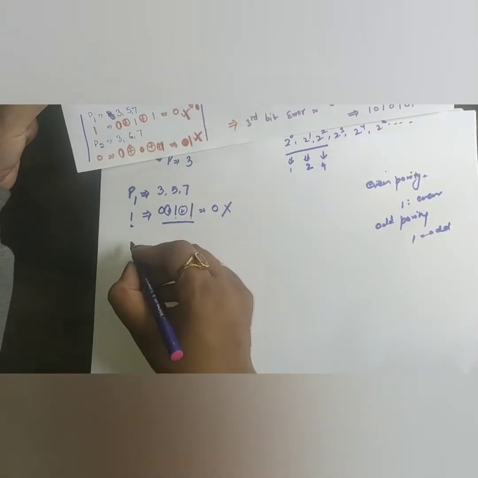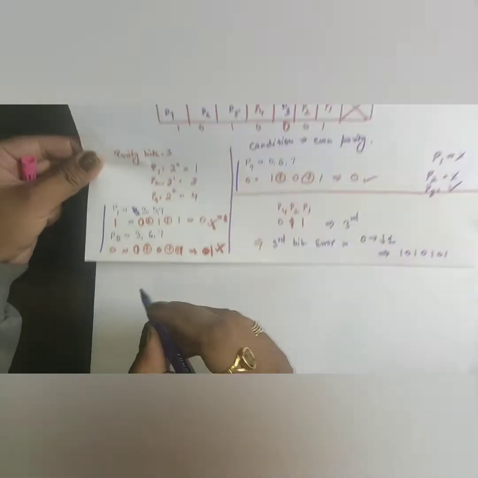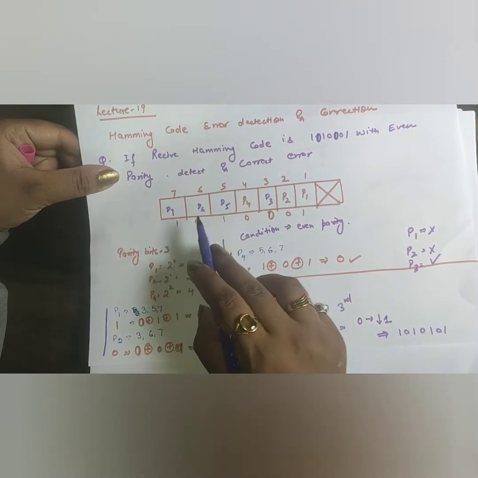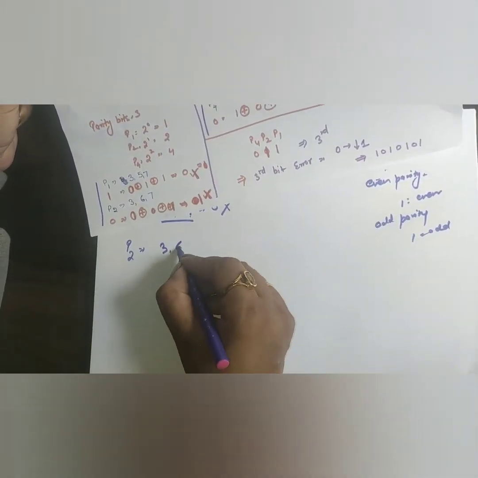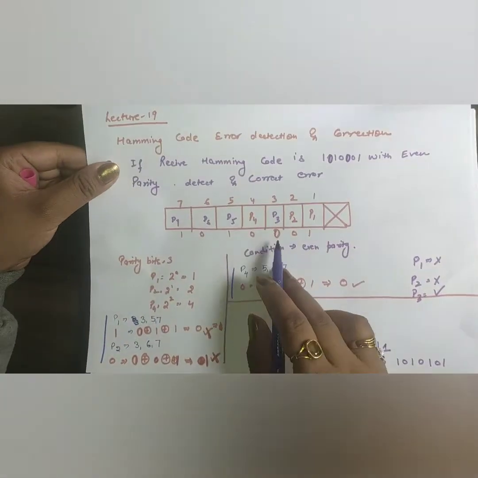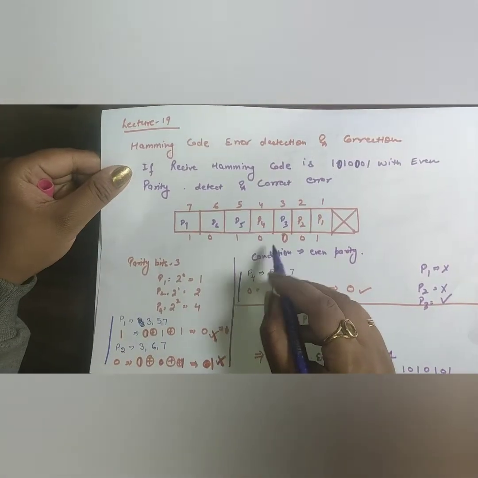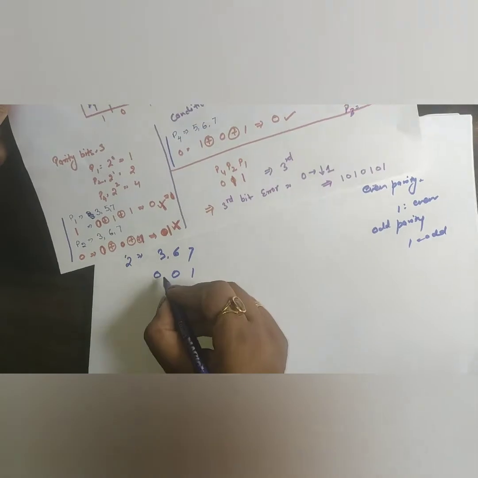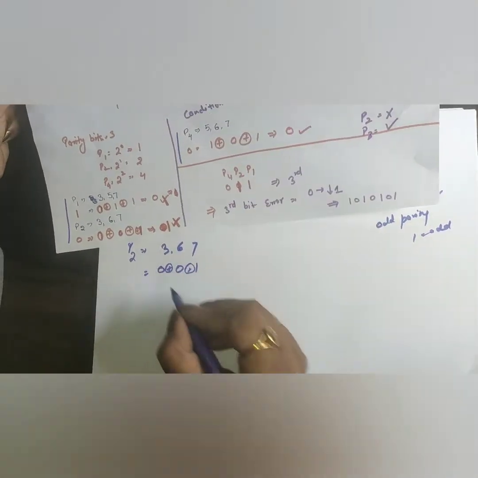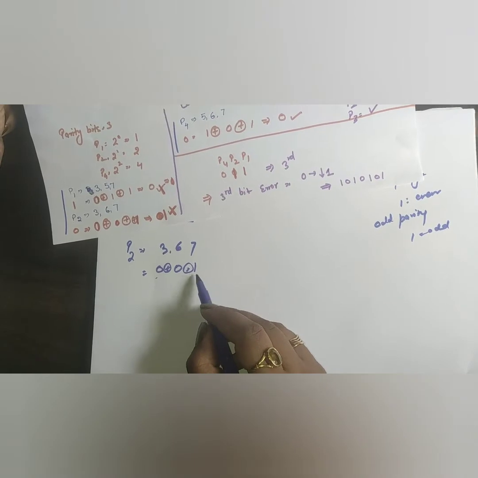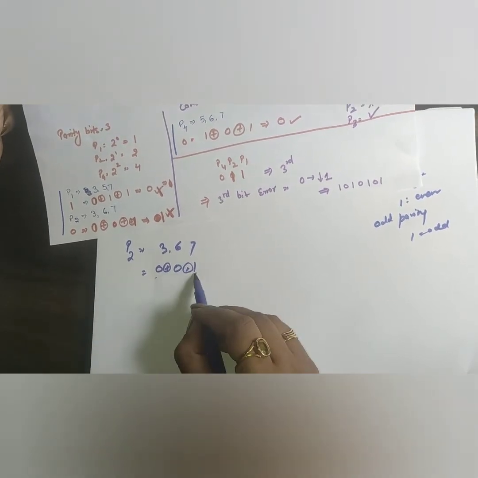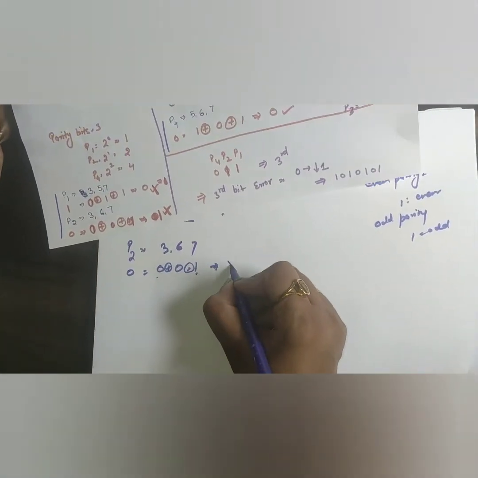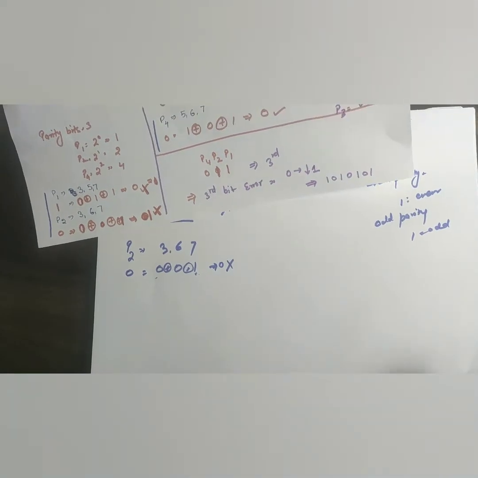Now we will do P2. P2 starts from 2: check 2, skip 2, check 2, skip 2. So positions 3, 6 and 7. Bit 3 is 0, 6 is 0 and 7 is 1. For even parity P2 should be 1 because the number of ones is 1, but here P2 is 0. So this is wrong.